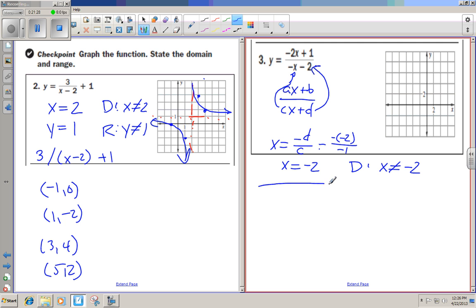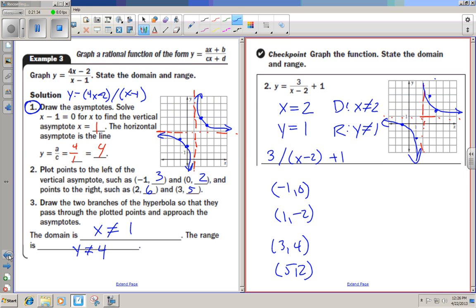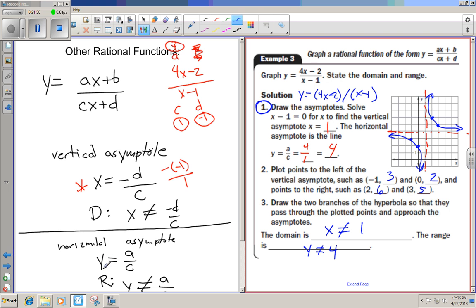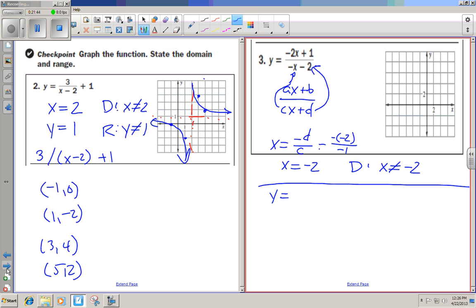2. Now the y asymptote. If you scroll back to the notes a few pages before, you should have written this down in your note-taking guides. The asymptote is at a over c. That's the horizontal asymptote. A over c. For this situation, a is negative 2, c is negative 1, so our horizontal asymptote is y equals 2. That now tells us our range is y does not equal 2.